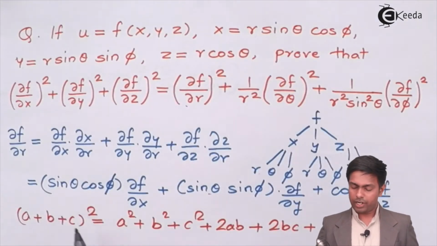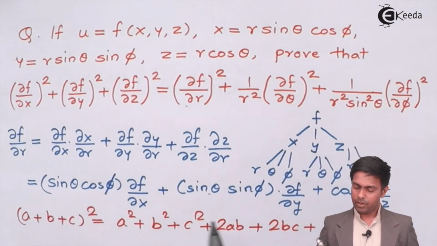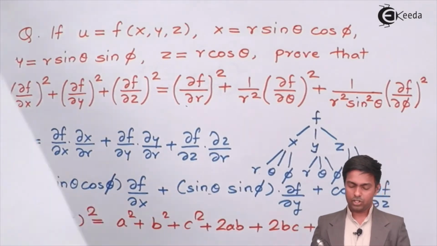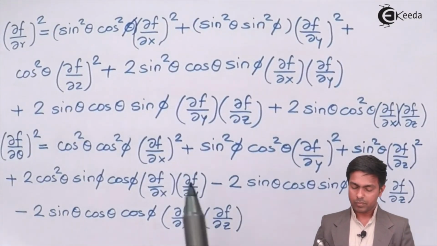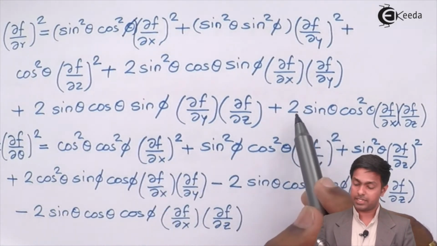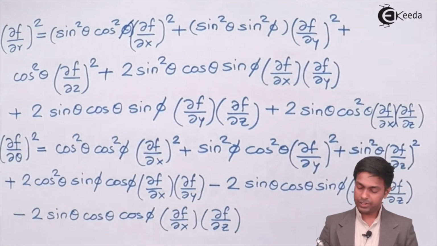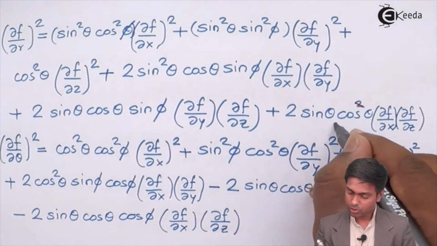Similarly, when we got the value of this 2 times c into a, that time we'll get sin theta cos theta into cos phi. So here we'll write 2 times sin theta cos theta, I'll write it down in a different color, into cos of phi.